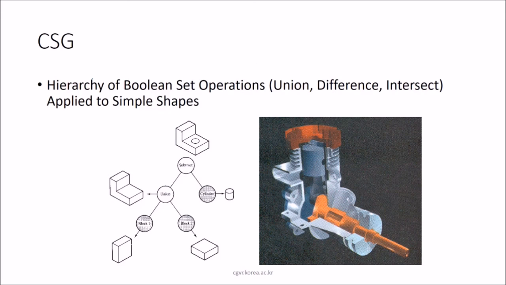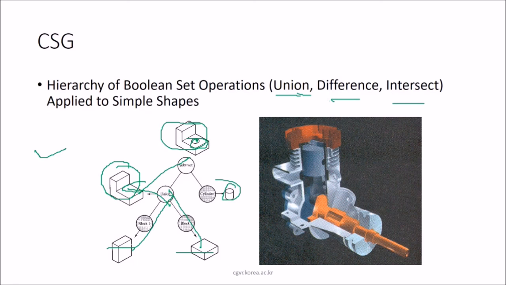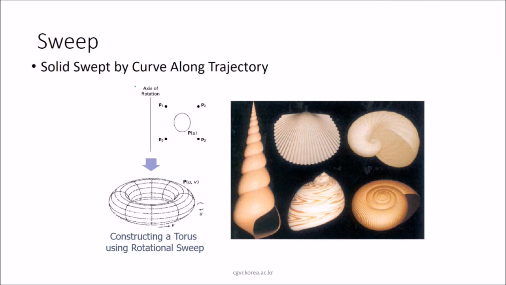This is CSG, a hierarchy of Boolean set operations like union, difference, and intersect. These are applied to simple shapes. For example, we take this and subtract it from the cylinder, so we get a simple shape like this with a hole. If we combine these two, meaning we make a union of these two, we come to this surface. So union, difference and intersect of basic shapes can give you a complicated shape. See, this is an example. Sweep is also a very good example, that is, a solid swept by a curve along a trajectory.